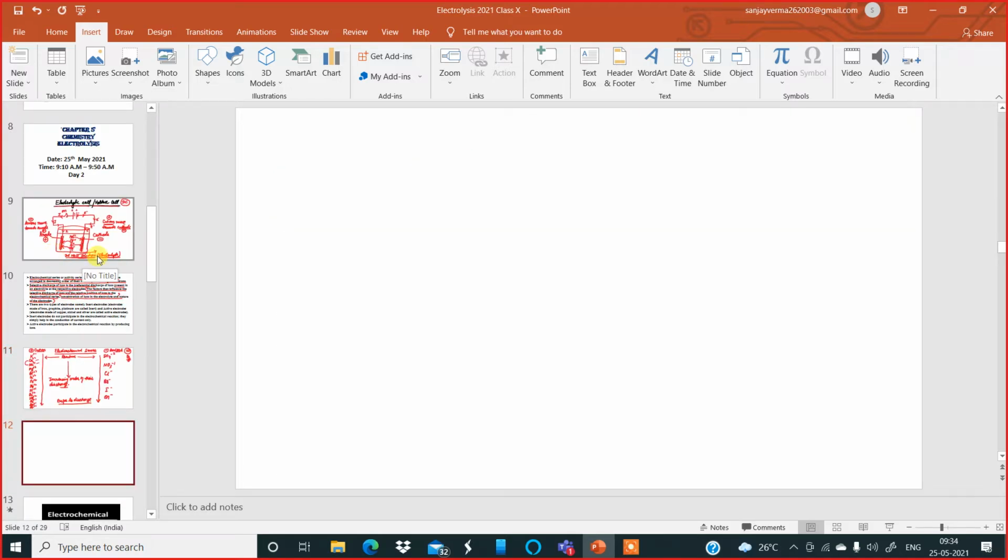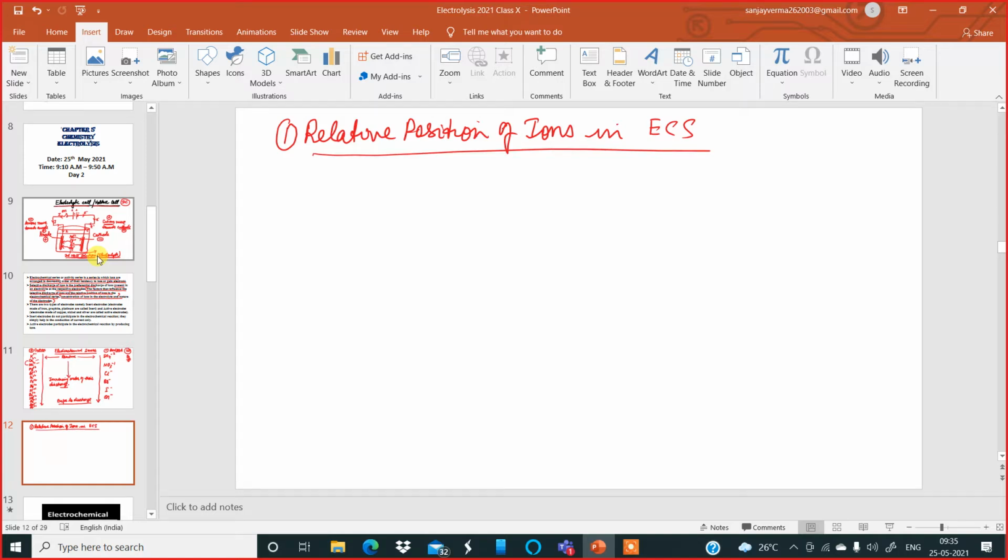The first factor is called relative position of ions, position of ions in the electrochemical series. Let us take an electrolytic cell, a container containing a solution.